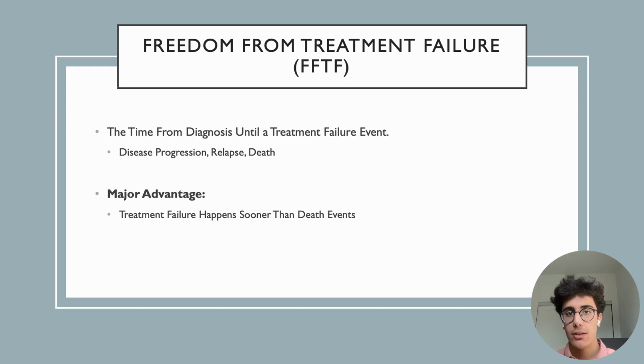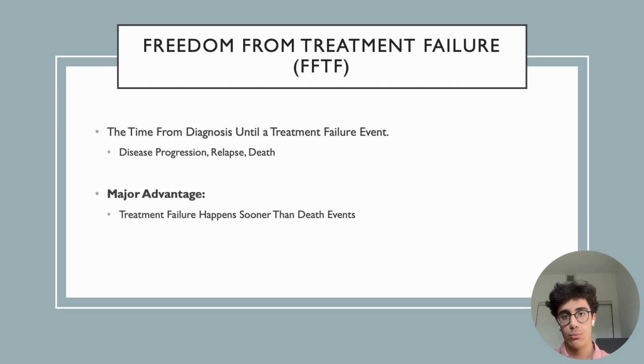Now, the major advantage with it is that because relapse or progression events generally happen much sooner than death does, FFTF type endpoints let researchers get a meaningful conclusion of whether a treatment is working years before an overall survival analysis would have enough deaths to be meaningful. Now, this is why nearly every modern Hodgkin lymphoma trial reports something in this family, an FFTF family endpoint.